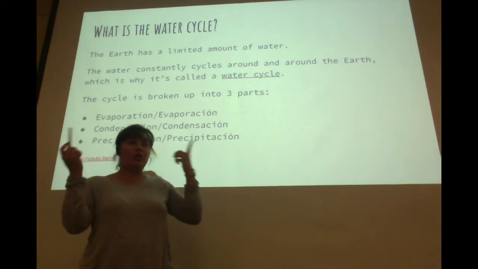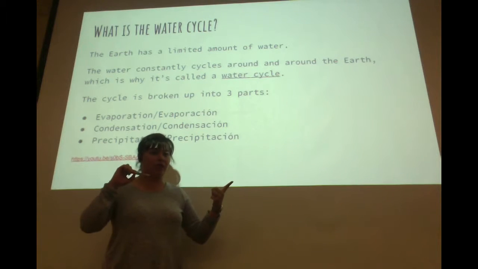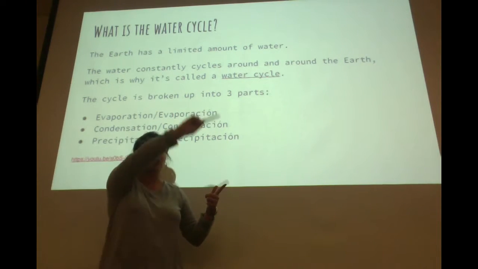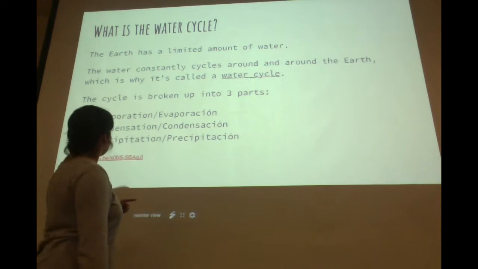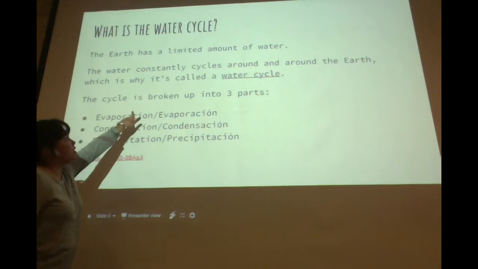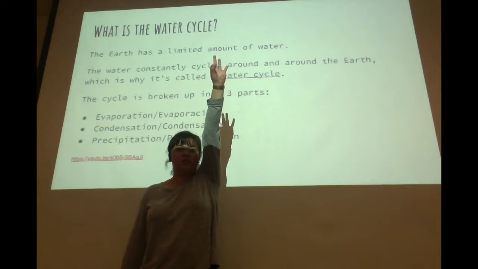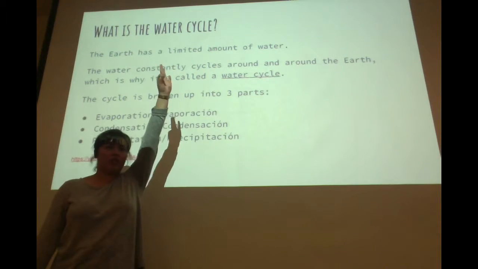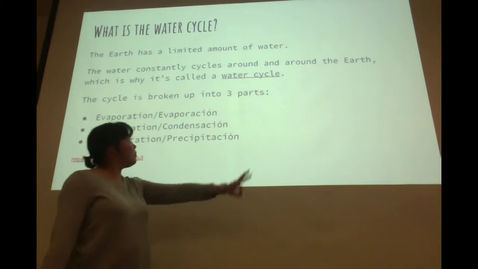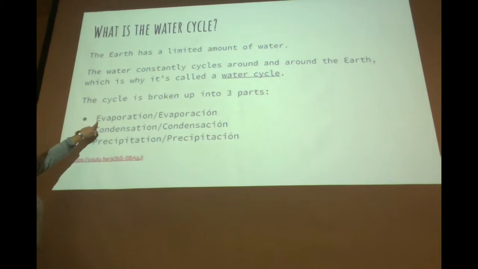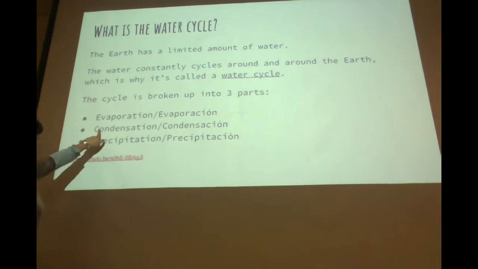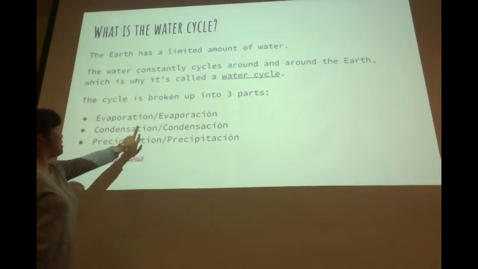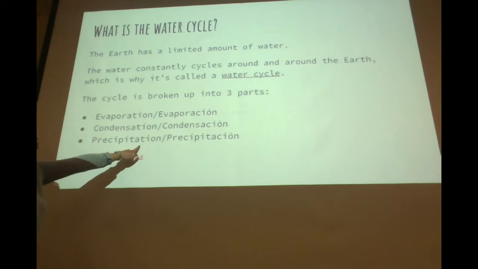So a cycle, what do you think of when you think of a cycle? Does that remind you of maybe like a circle, right? So let's all do this so we can remember a cycle, a water cycle, right? Cycle. The cycle is broken up into 3 parts. Let me see those fingers so I know that you guys are paying attention. 3 parts, right? Good job, everybody. The first part of the cycle is evaporation. The second part is condensation. And the third part is precipitation.